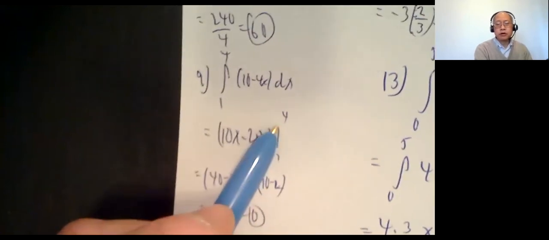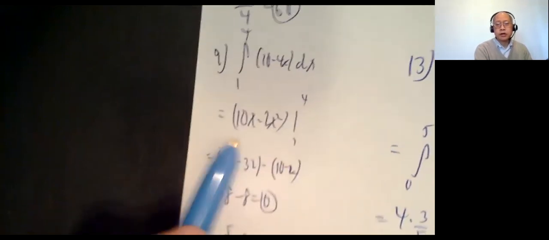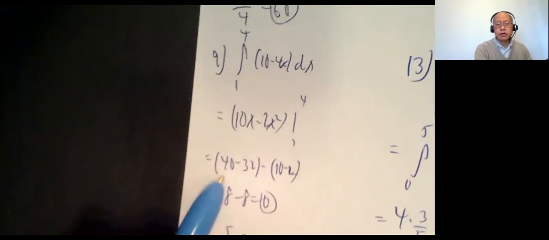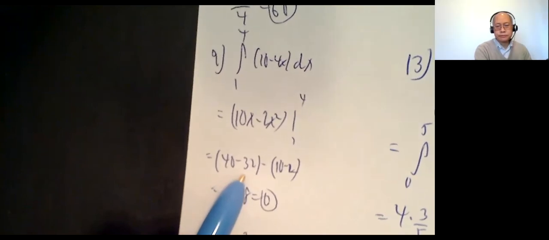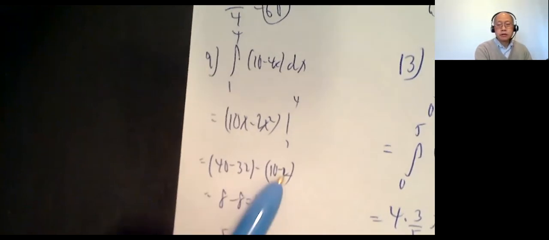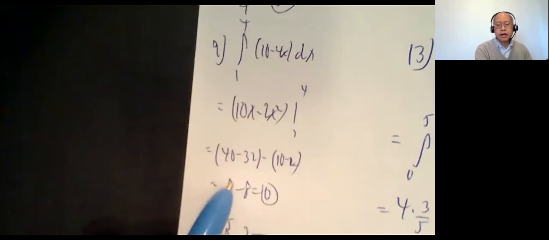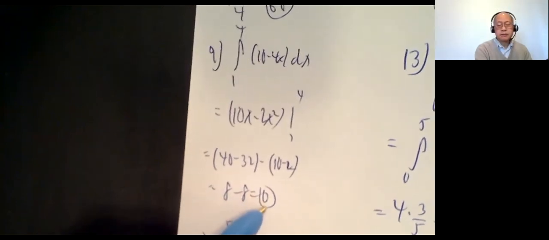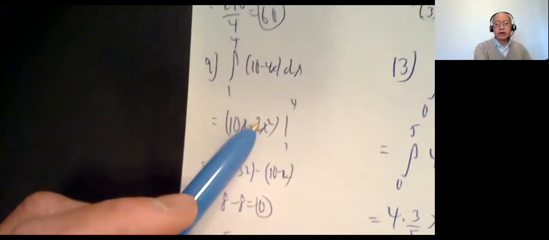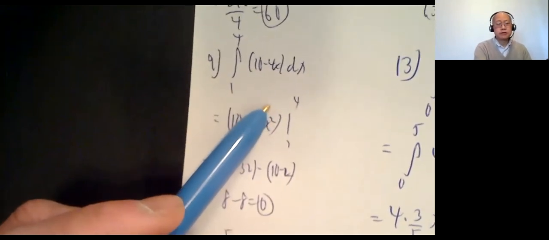Then you go from 1 to 4. Parentheses, plug in 4, parentheses, plug in 1. So plug in 4: 10 times 4 is 40, minus 2 times 16 is 32. Then plug in 1: 10 times 1 is 10, minus 2 times 1 is 2. 8 minus 8 is 0. So the answer is 0, which again indicates to me most likely this is another situation where you have just as much area above as below. That's my guess.